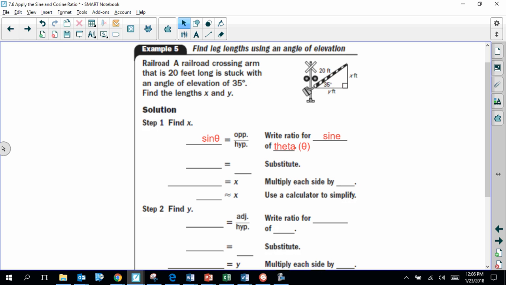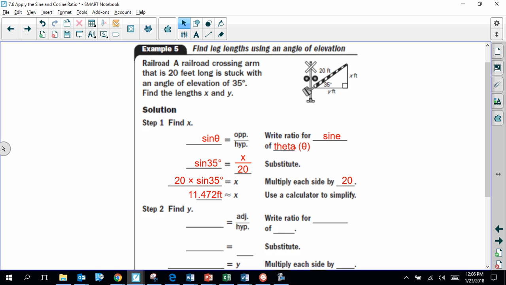Opposite and hypotenuse tell me I'm going to be using sine. So that says sine of theta is equal to opposite over hypotenuse. Substitute your numbers. And now multiply both sides by 20. And I would say X is equal to 20 times sine of 35. Type that just into your calculator, and you'd say X is about 11.472 feet.